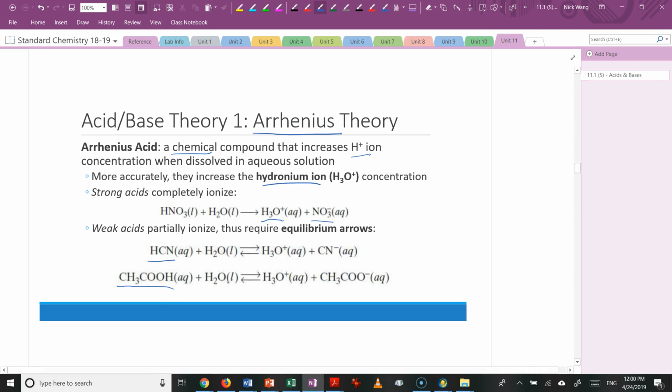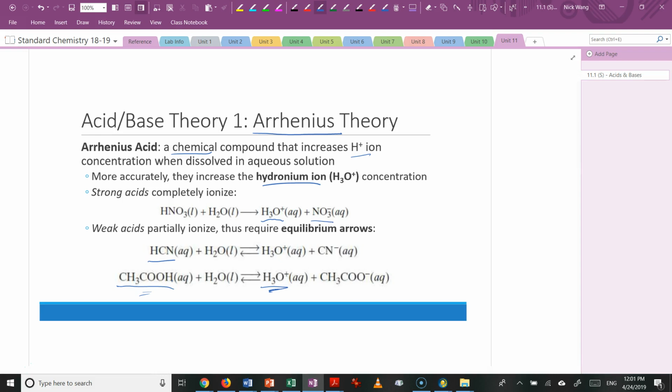Well, we're dissolving it in water, but also notice what's being produced: H3O+. That means there's going to be more H3O+ in the solution than before you dissolved this substance. And so therefore this CH3COOH is going to end up being considered an acid. It's going to be specifically an Arrhenius acid.